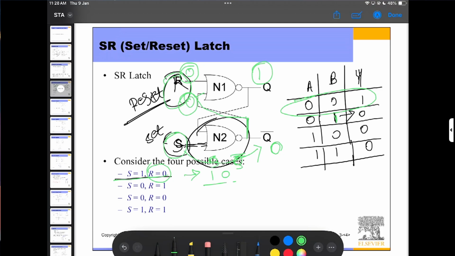Suppose my previous state was something like 0, it does not depend on the previous state. Whatever the state, that does not matter. So if we give S equal to 1 and R equal to 0, my next state Q is 1 and Q bar is obviously 0.